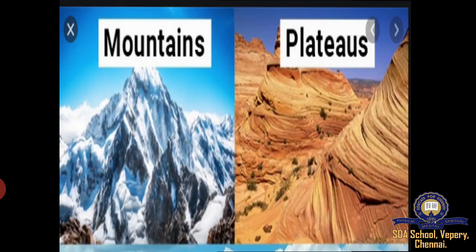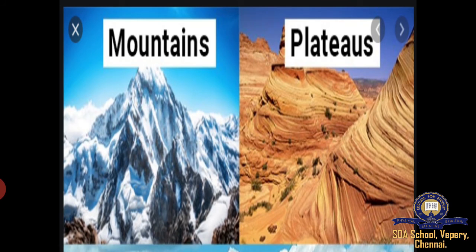Highlands like mountains and plateaus are cooler than places near the seaside lands because they have high peaks.